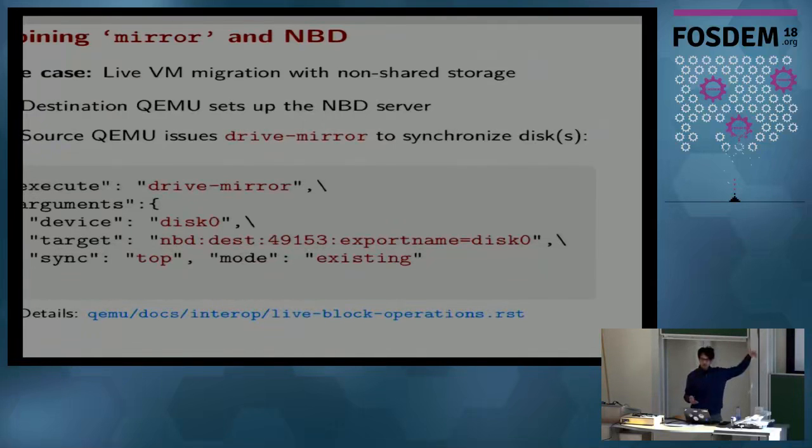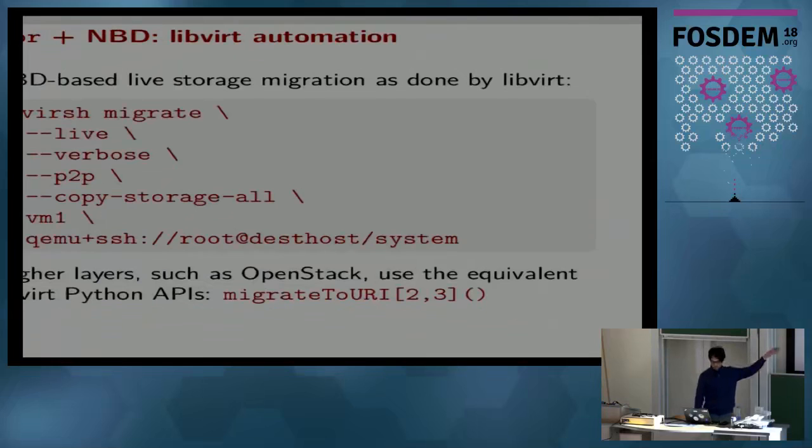QEMU runs the mirror command, a variant. There are 2 variants, but we don't get into that. It essentially runs the same conceptual mirror command. It copies content from source to destination. The destination QEMU sets up the network block device server, exports a pre-created disk image, and copies all the contents there. More details are at the bottom.